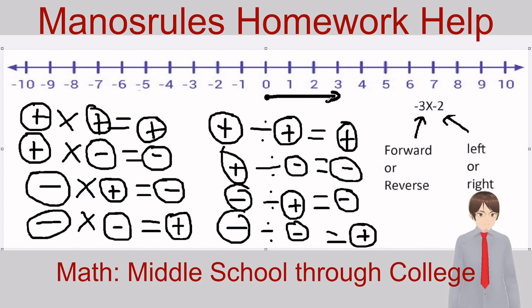1, 2, 3. 1, 2, 3. And there's our answer at 6. This is a nice way that actually now you can use a number line to help you with multiplication.